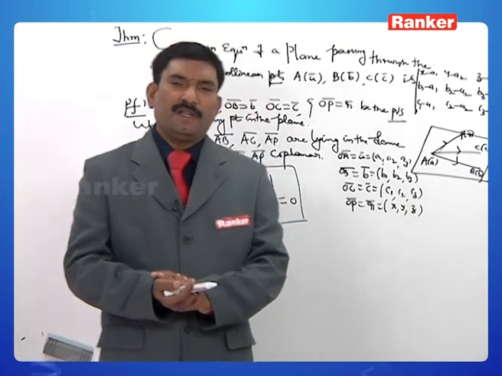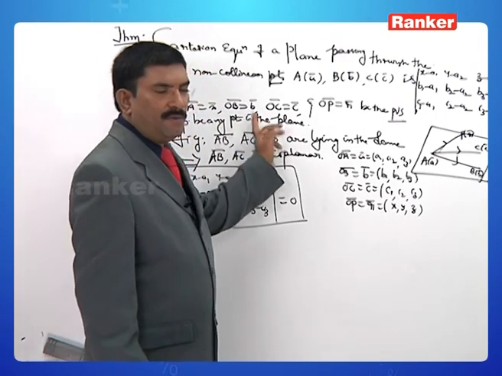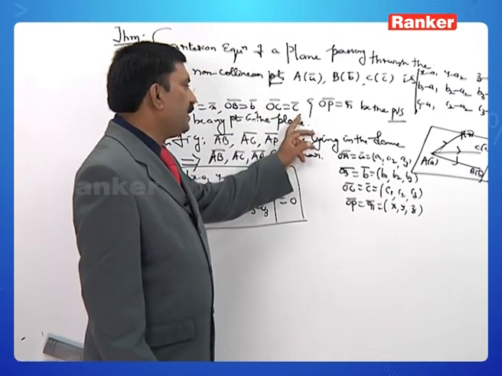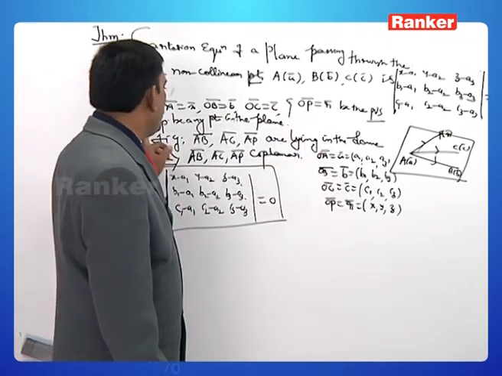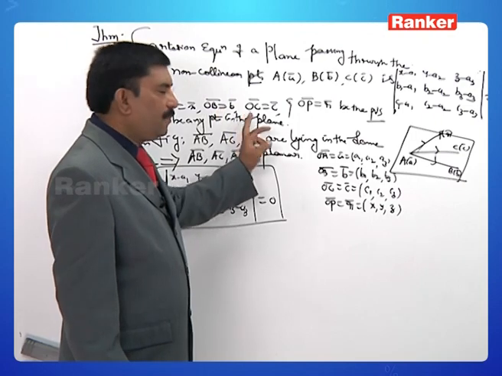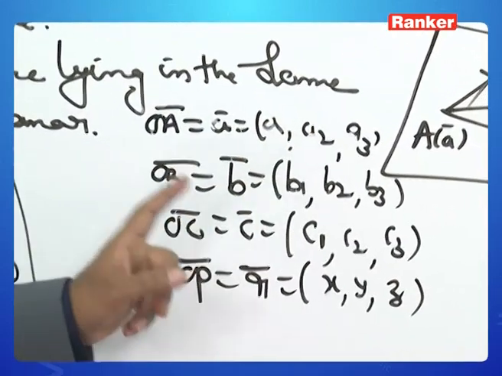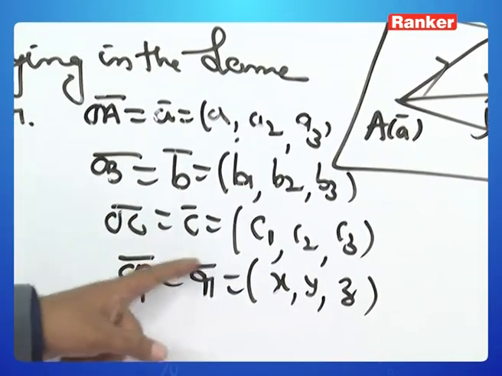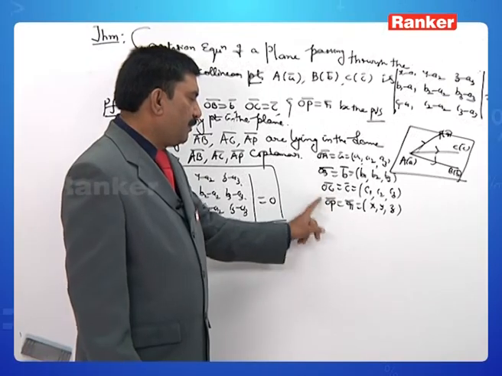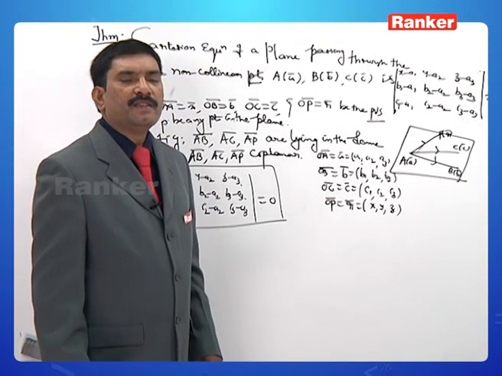Now look here, the Cartesian equation. Once again, let OA bar equal A bar, OB bar equal B bar, OC bar equal C bar, OP bar equal R bar be the position vectors of the points, where P is a point in the plane, where OA bar is A bar equal to A1, A2, A3, OB bar is B bar, B1, B2, B3, OC bar is C bar, C1, C2, C3. OP bar is equal to R bar is equal to x, y, z.